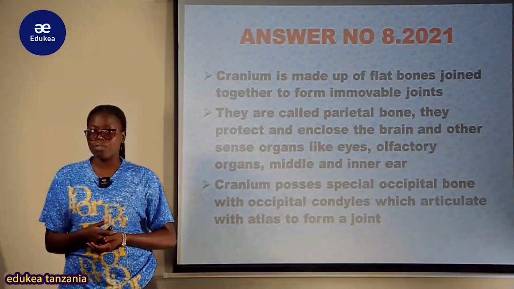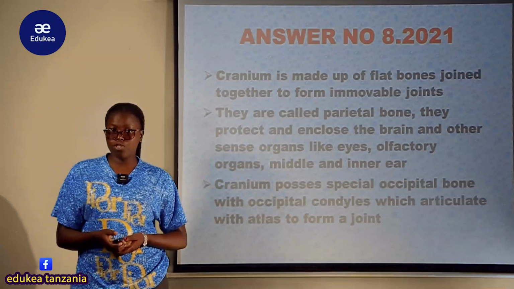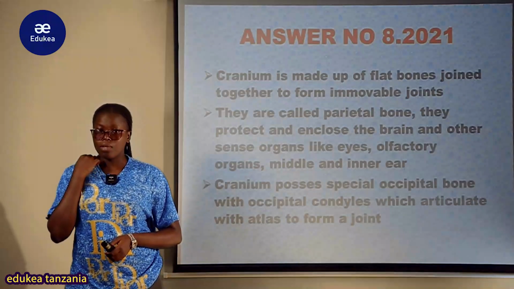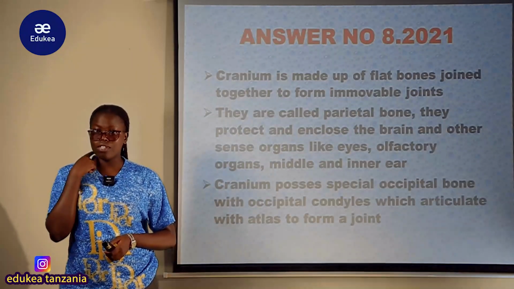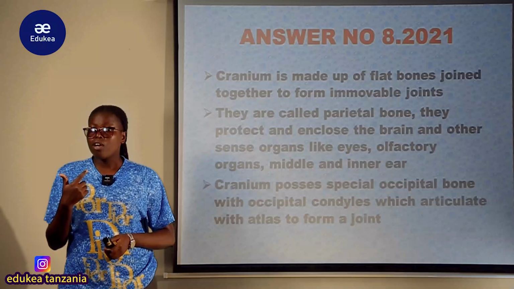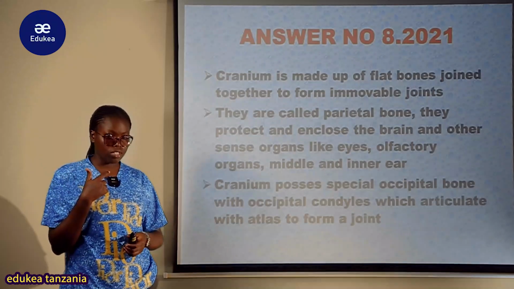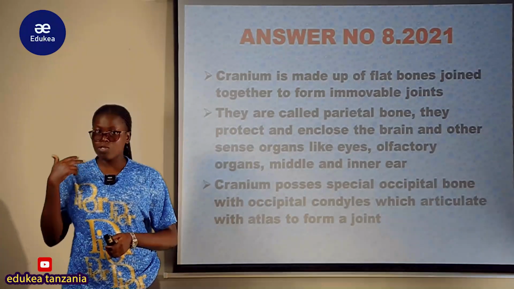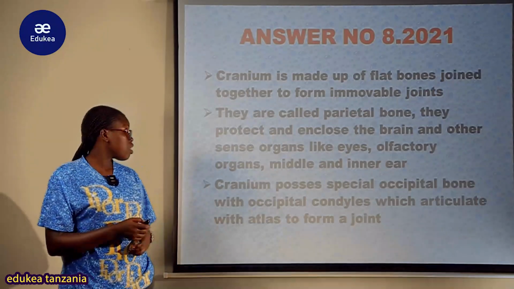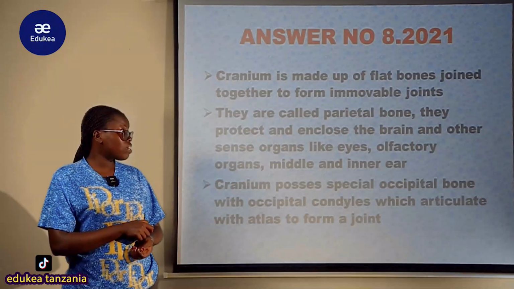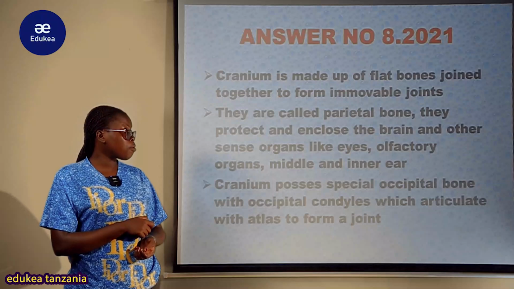So hapa ni moja ya adaptation. Unaweza kujiuliza kwa nini sio cha binadamu kikigeuza huku nyuma lazima atakufa. Kwa sababu kuna this immovable joint ambazo zipo modified for the movement in only one direction. Mtoto either uwezo ukachukua kitu chako kugeuza kwenda nyuma. You can die. So the cranium is made up of this flat bone joined together to form immovable joint.